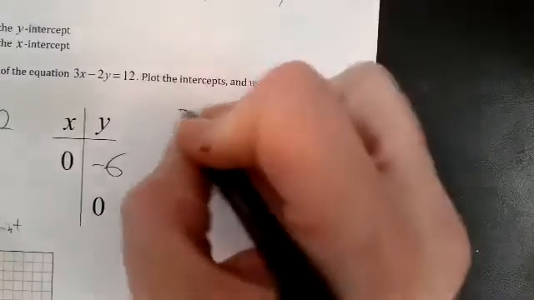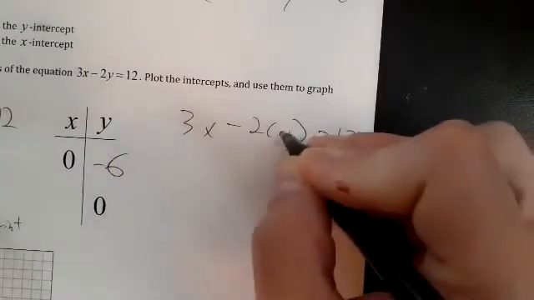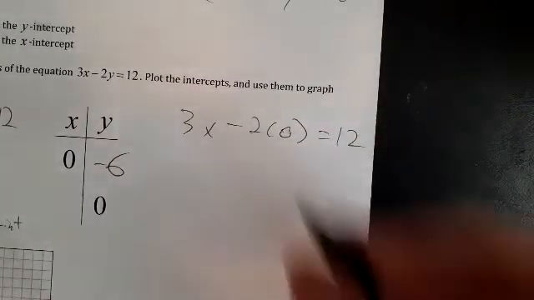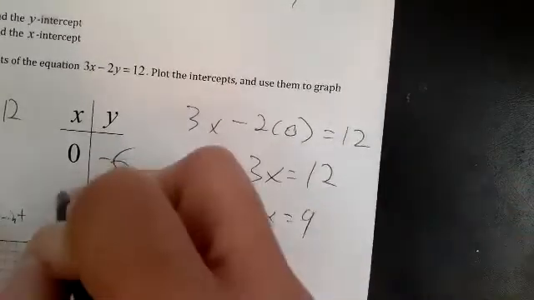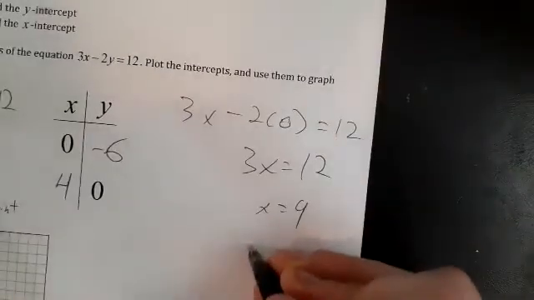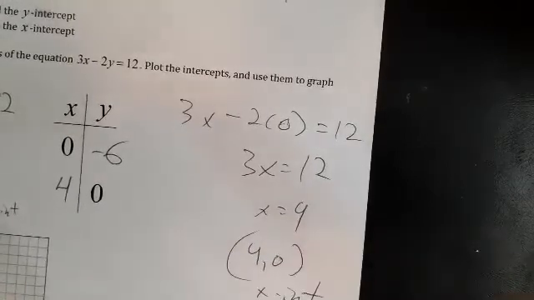And if I want the x-intercept, I set the y equal to 0 and I solve. So 3x minus 2 times 0 equals 12. So 3x equals 12 is what this is going to give me, or x is 4. And to recap, I want 4, 0 if I ask for the intercept. Okay.